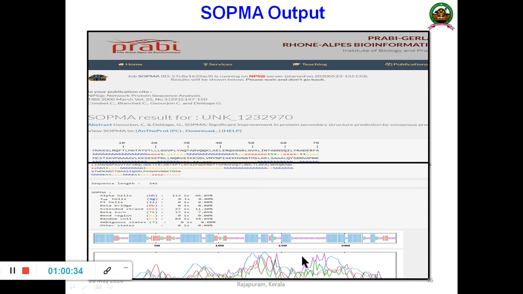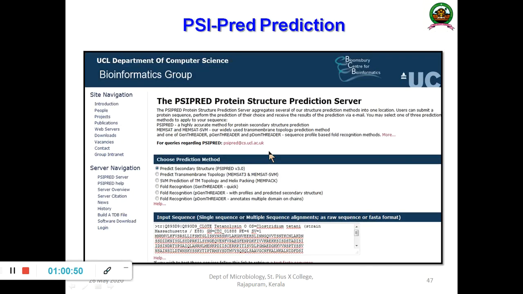So this is the output, and here you can see a graphical interpretation also. By looking, you will be able to see what is the predominant structure, whether it is a helical-like structure, whether it is a sheet, whether it is a turn, and you will be able to see the result. Okay, then like that you will be having Cypret.